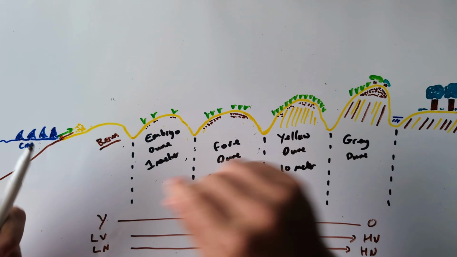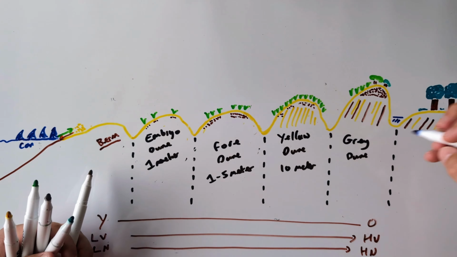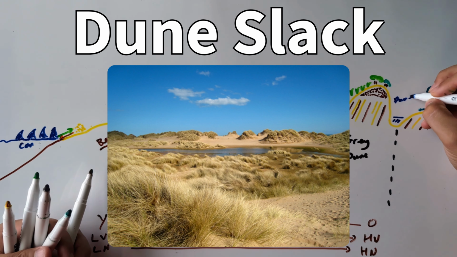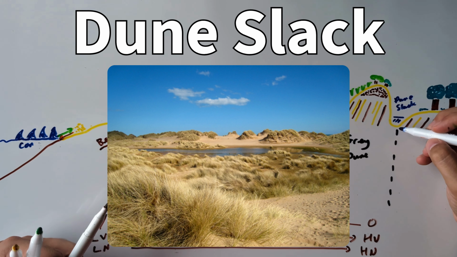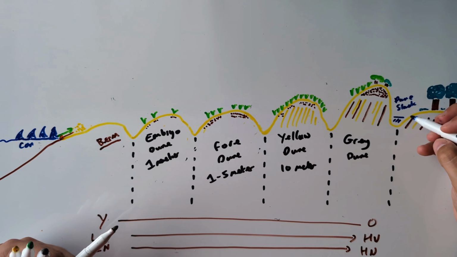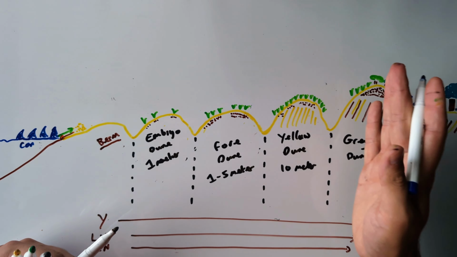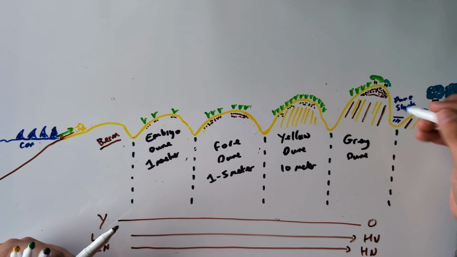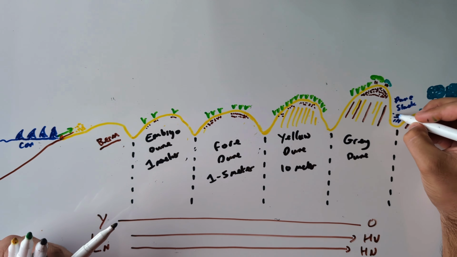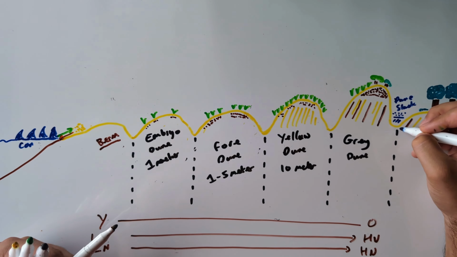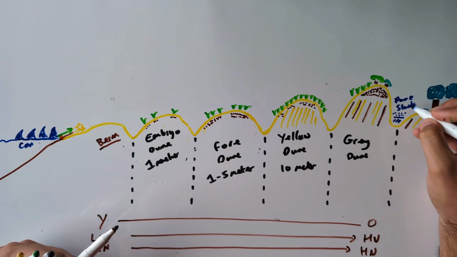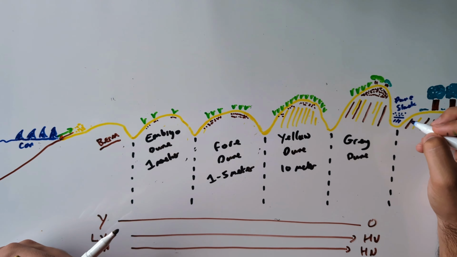The next kind of thing is what we're going to call a dune slack. This is a bit of a luxury. You don't really need to know this. I reckon you can get away with not. But it's a low point between two dunes, okay? And as a result, it tends to fill up with precipitation, okay? It doesn't have very good drainage, and so it accumulates that water over time.